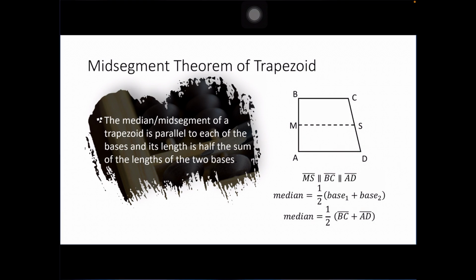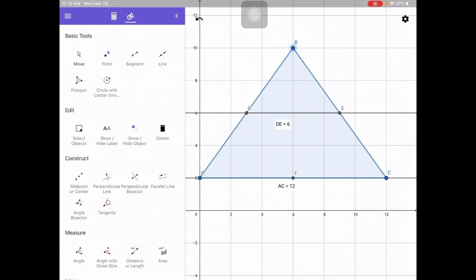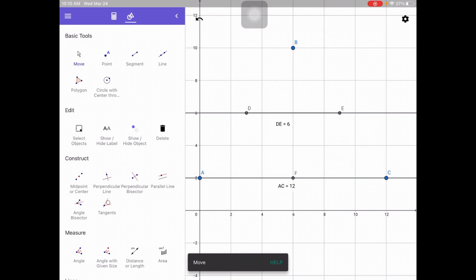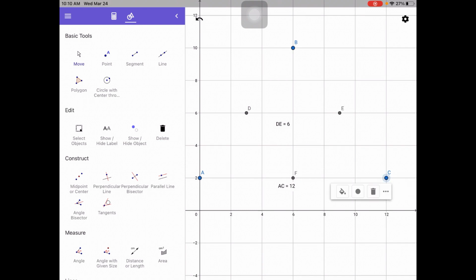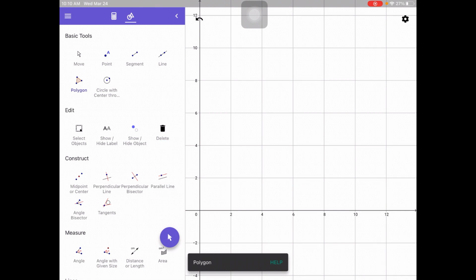Now, let's try to illustrate this on GeoGebra again. Para po makita natin na parallel sila at the same time yung sukat ng ating median. Yan. Gawin po muna natin. Erase muna natin to. Ayan po. And then, gagawa po tayo ng polygon, which is trapezoid.